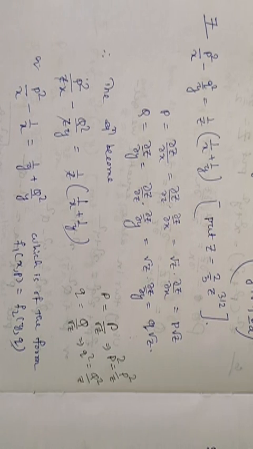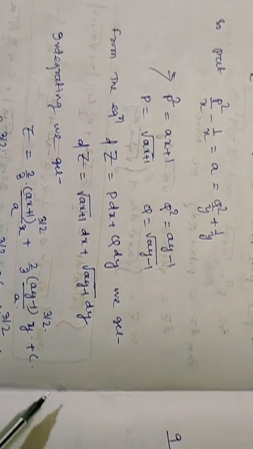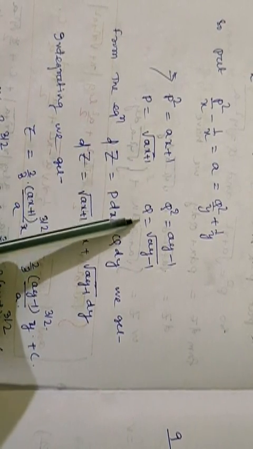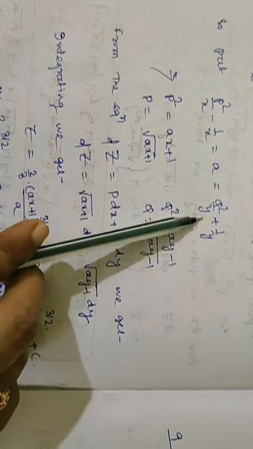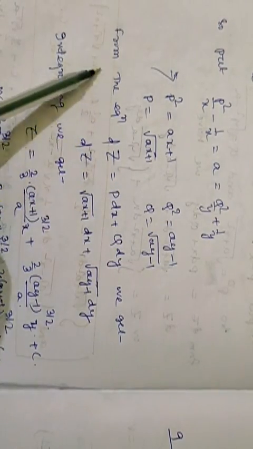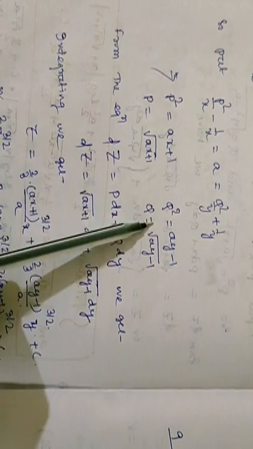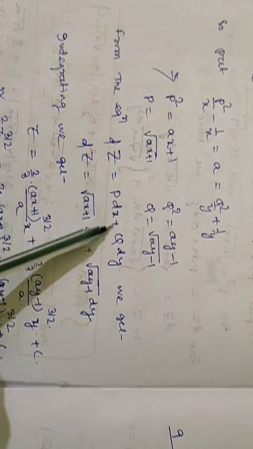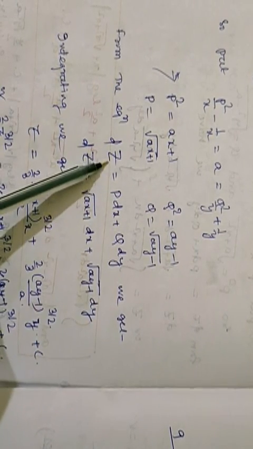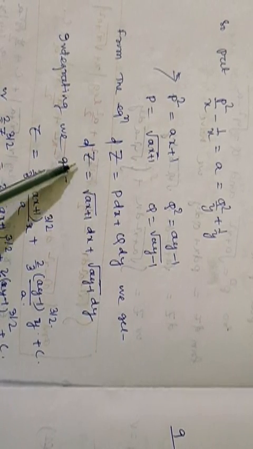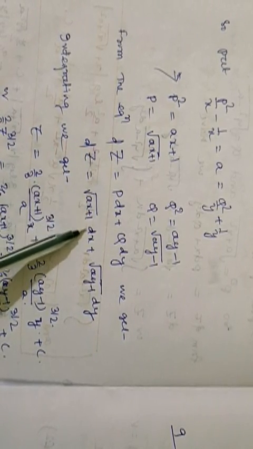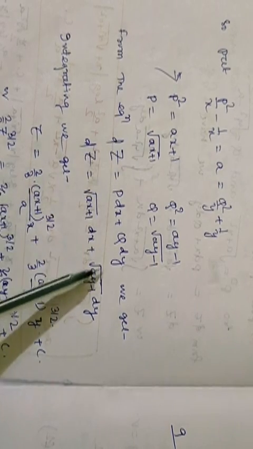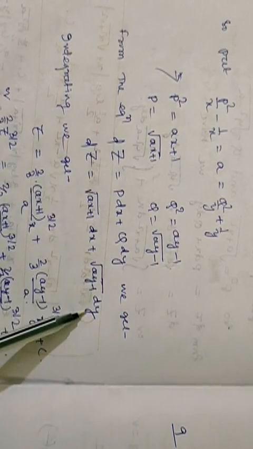P is equal to root over ax plus 1, and q is equal to root over ay minus 1, from this relation. Now using this p and q in the equation dz is equal to p dx plus q dy, this z is capital Z. Now dz is equal to root over ax plus 1 dx, which we obtained here, plus root over ay minus 1 dy.